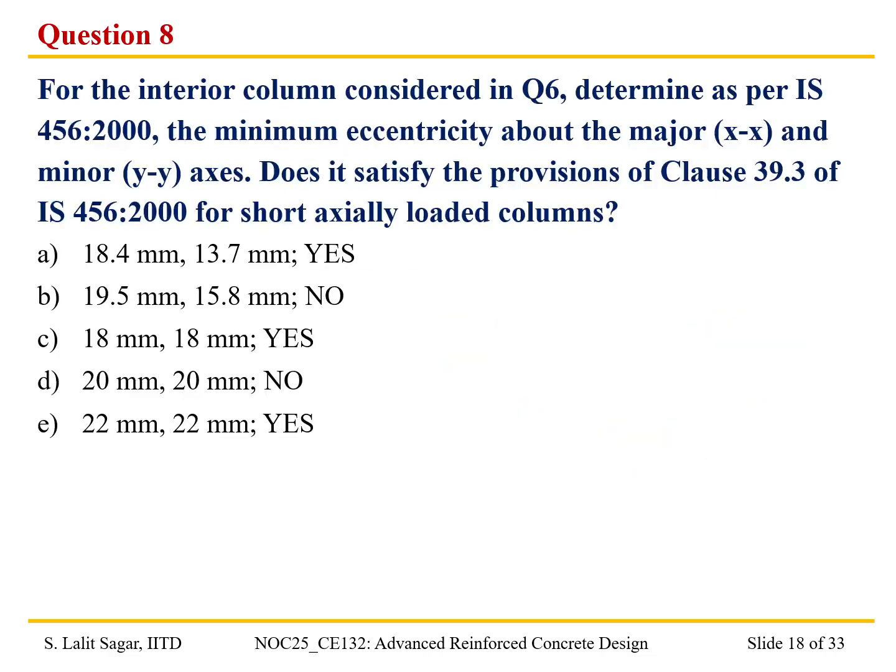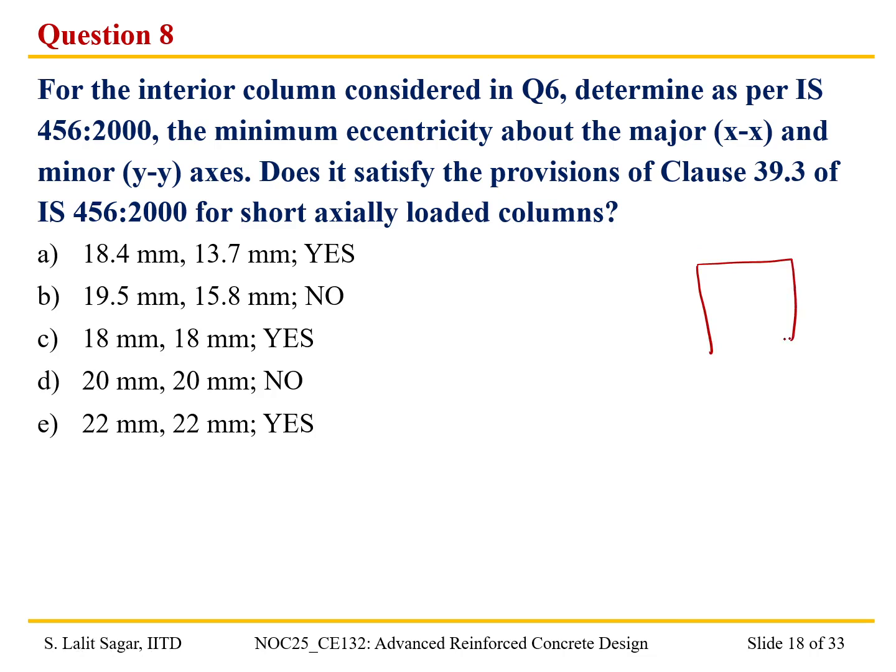Okay. Now the next question is, for the interior column considered in question 6, determine as per the IS code the minimum eccentricity about the major and the minor axis. Does it satisfy the provisions of clause 39.3 of IS 456 for short axially loaded columns? So again, let us go back and draw the sketch of this interior column, right?